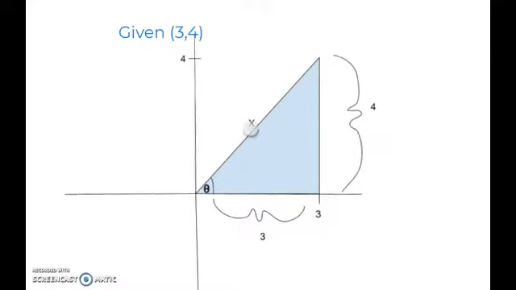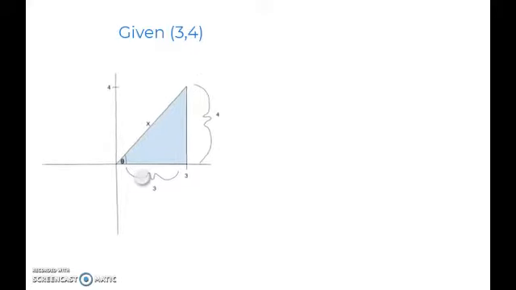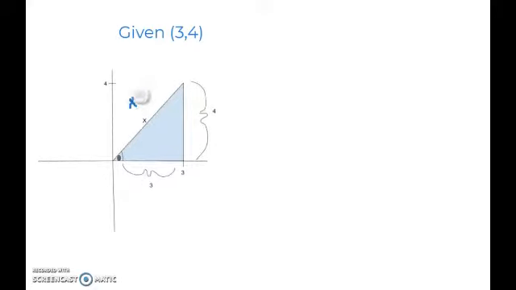All right, given 3, 4. So we've already worked with this diagram. We now know that x equals 5, and using this information that we have from the diagram that we made, we can find the functions. So starting with sine of theta, which is the opposite over the hypotenuse, the opposite being 4 because it's opposite of the terminal side or the angle, and the hypotenuse being 5. So that would make sine of theta 4 over 5.